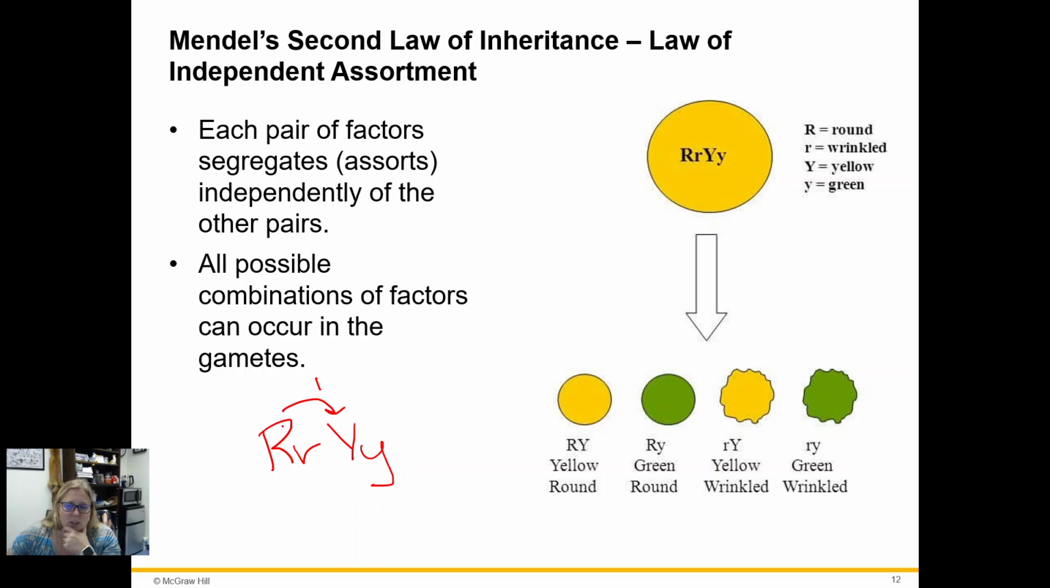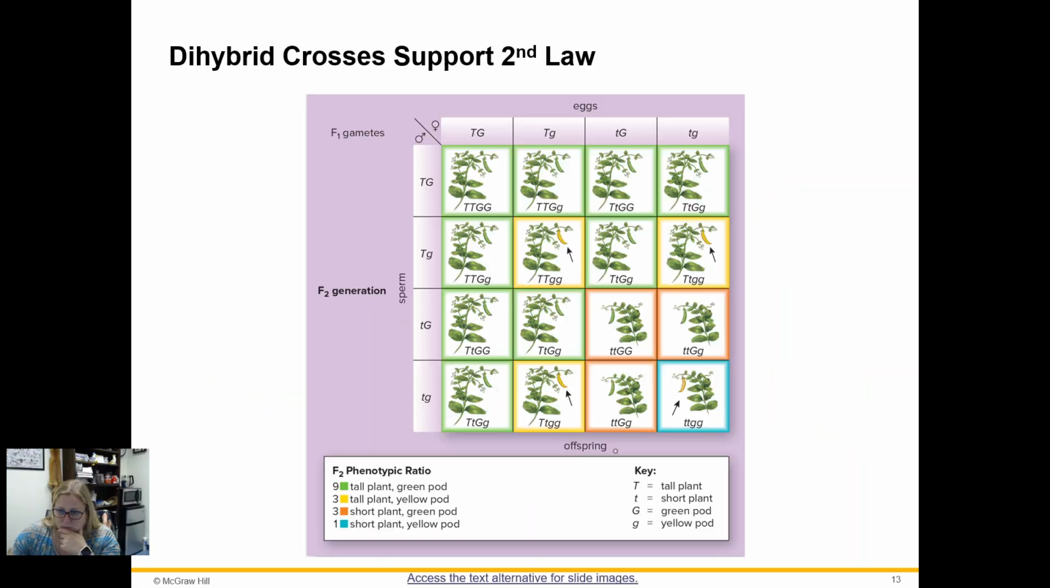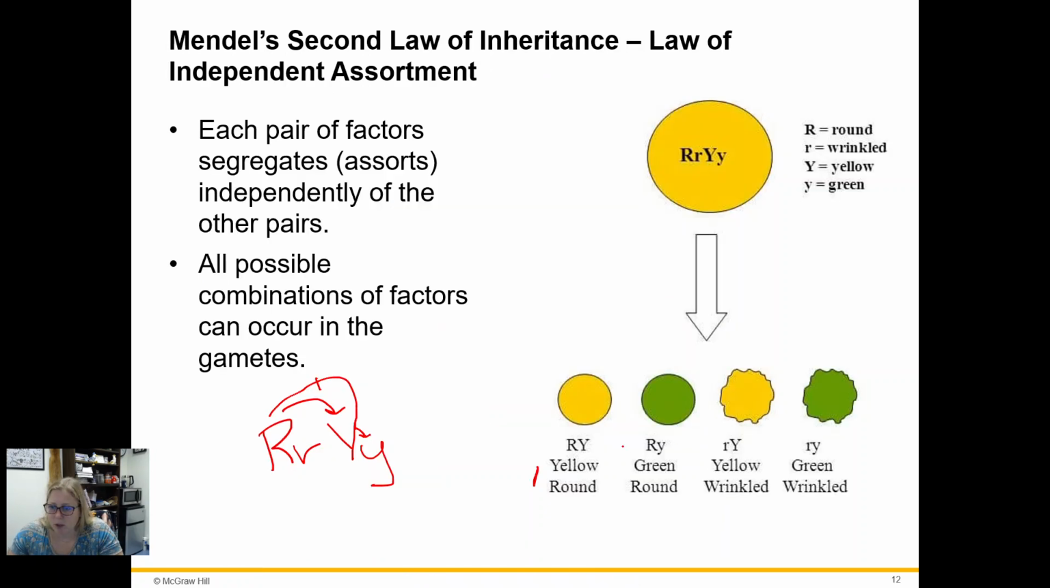So I'm going to cross this big R to the big Y, and that's going to give me my first gamete here, right? I'm also going to cross the big R to the little y, and that's going to give me my second gamete here. 2, right? Then I'm going to cross my little r to both of the y's. 3 and 4. And so I end up with the random segregation independently of these particular traits.